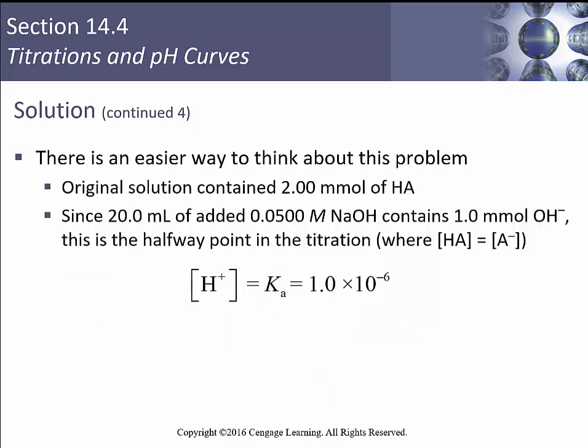There's an easier way to think about that. The original solution contained 2 millimoles of HA. Since 20 milliliters of added 0.05 molar sodium hydroxide contains 1 millimole of OH minus, this is the halfway point in the titration. So our H plus is going to be equal to our Ka, which is just saying that Henderson-Hasselbalch pH is equal to pKa, and then you could go the other way, right?